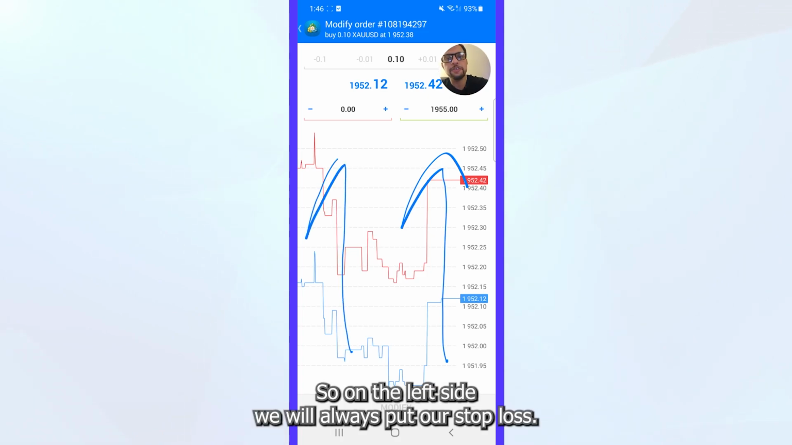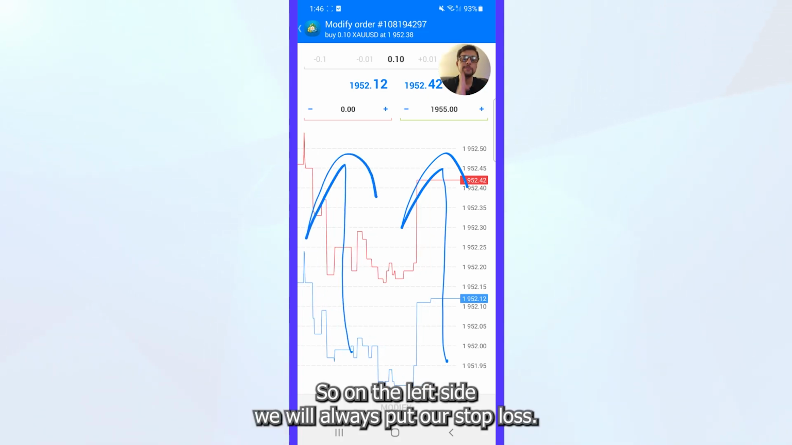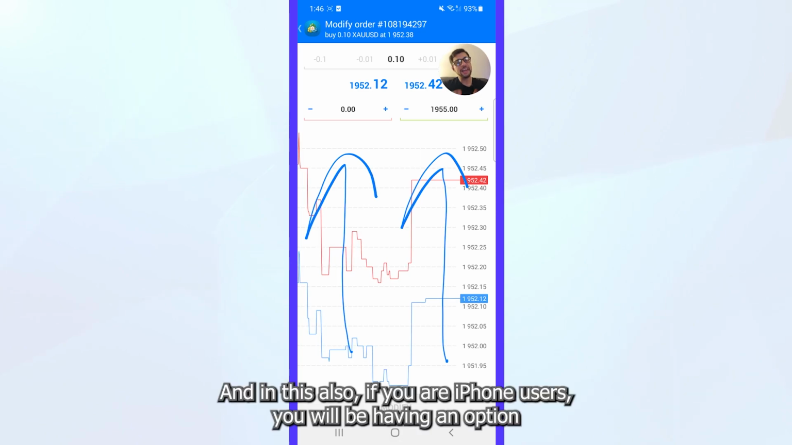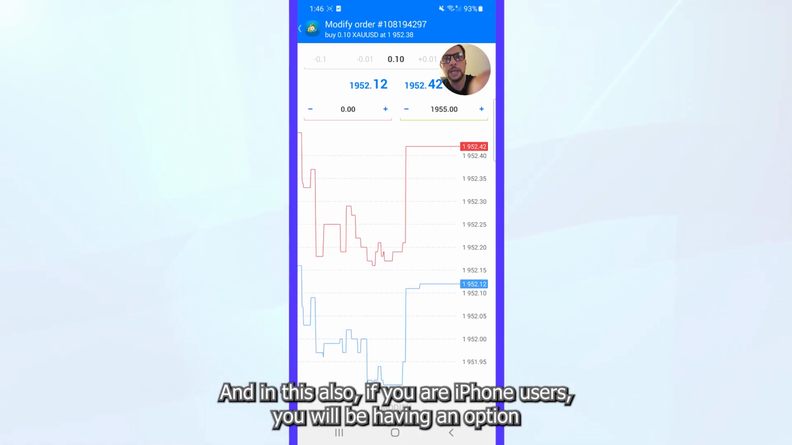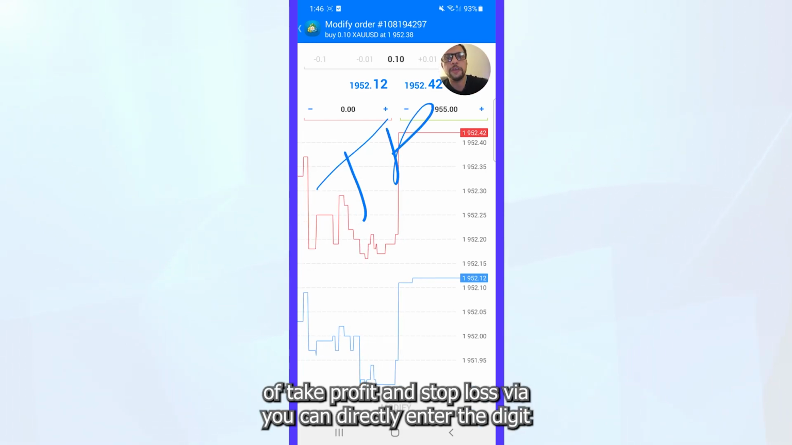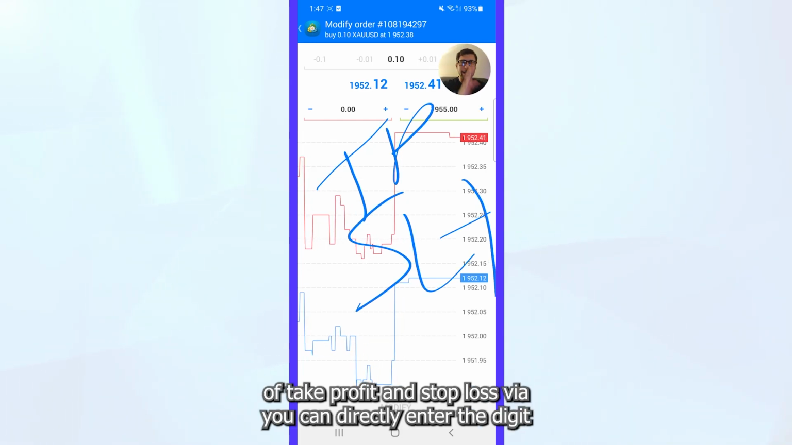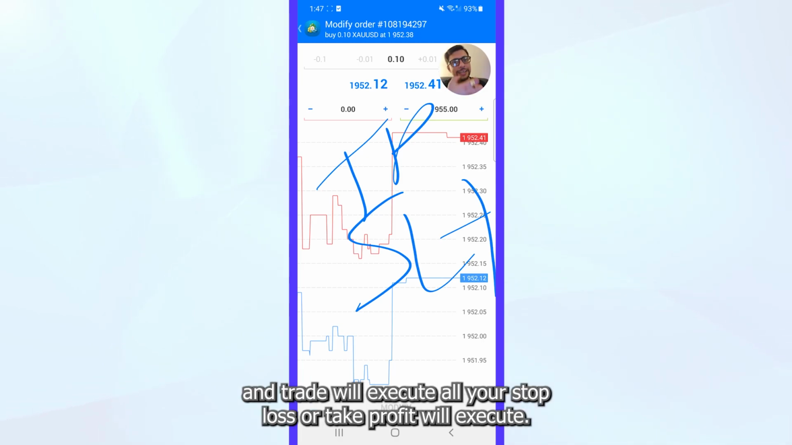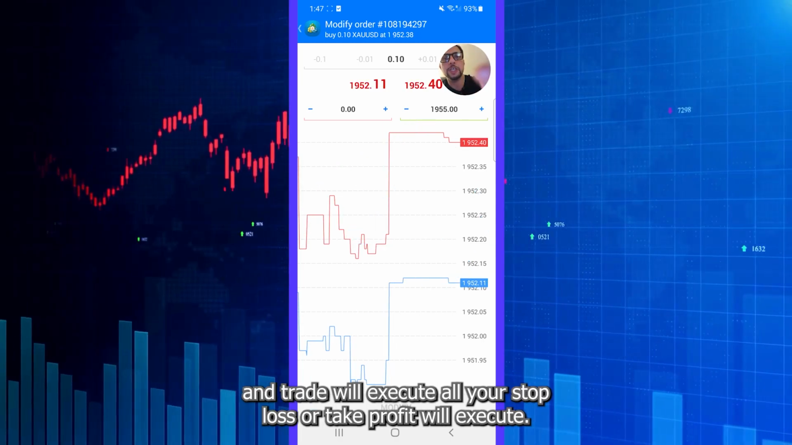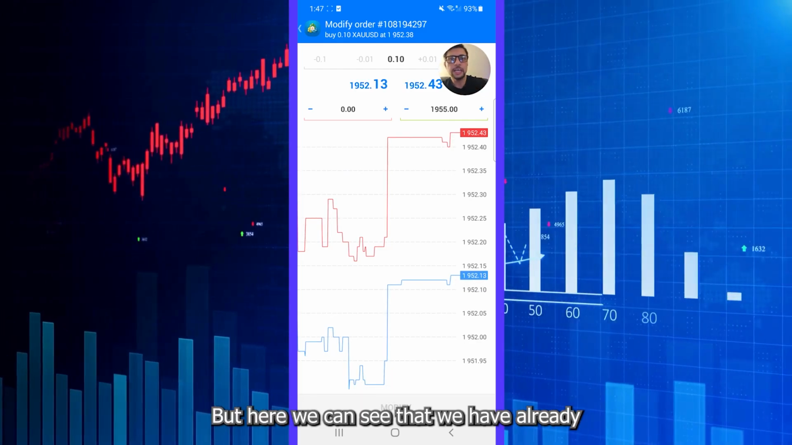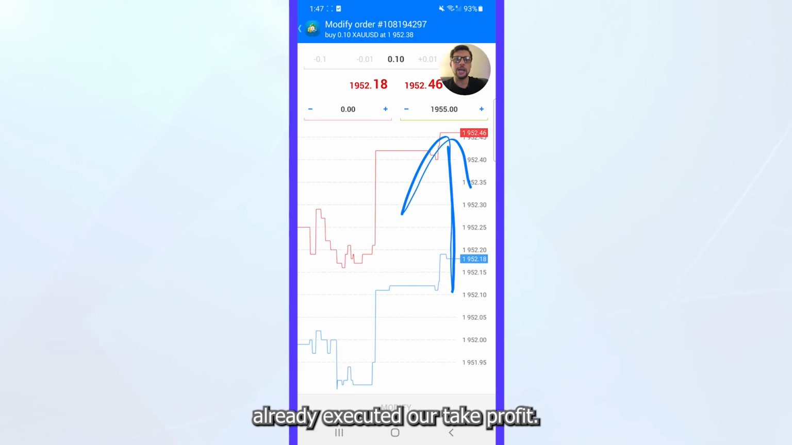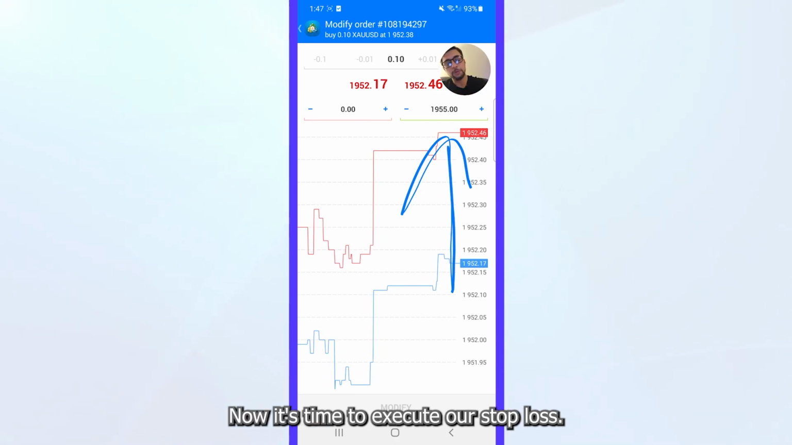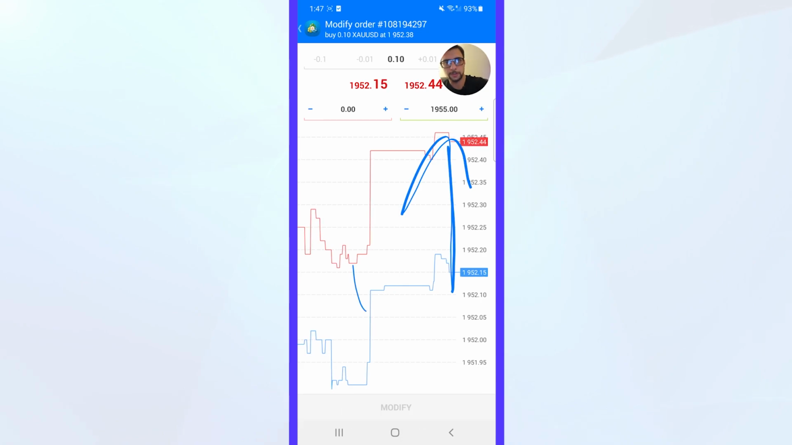So on the left side we will always put our stop loss. And in this also, if you are an iPhone user, you will have an option of take profit and stop loss, where you can directly enter the digits and the trade will execute, or your stop loss or take profit will execute. But here we can see that we have already executed our take profit. Now it's time to execute our stop loss.